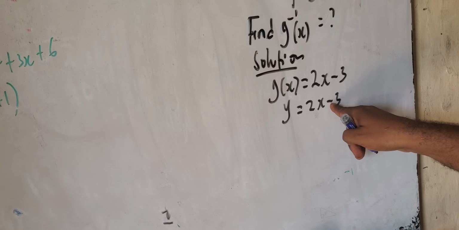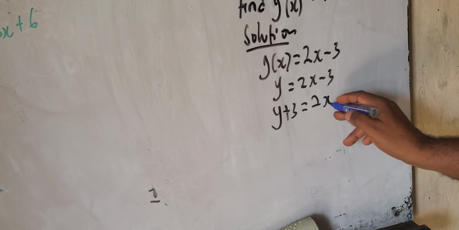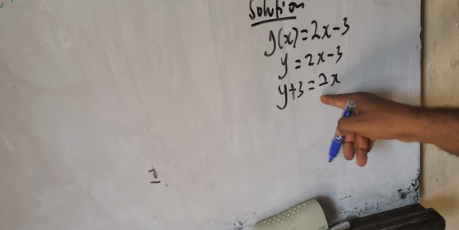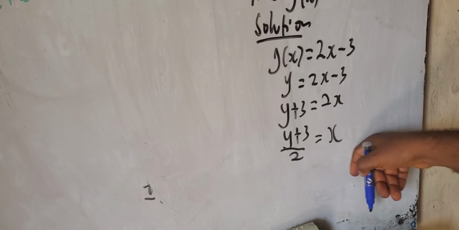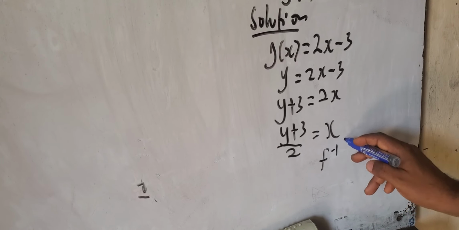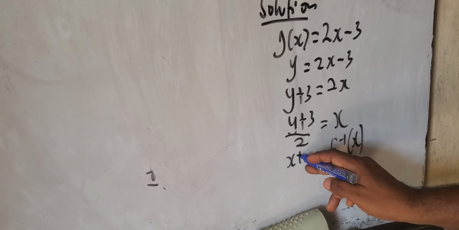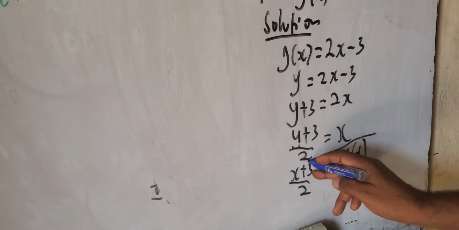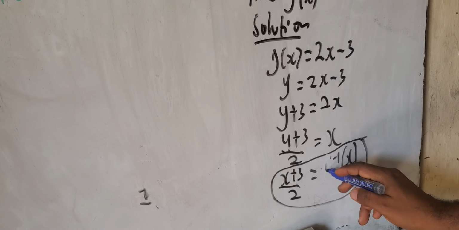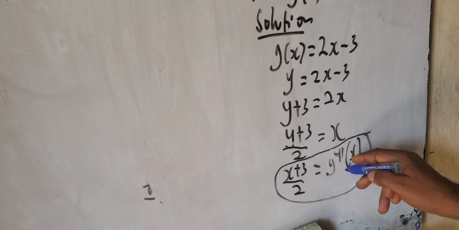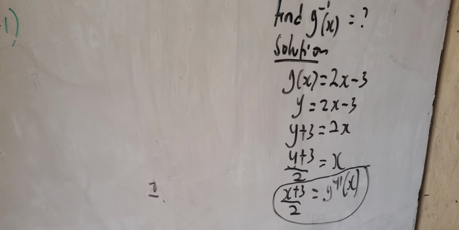So we make x the subject of the formula. Carrying this minus 3 to that side becomes plus 3. So we have y plus 3 is equal to 2x. Now we make x the subject of the formula by dividing both sides by 2. So this becomes y plus 3 divided by 2 is equal to x. This x you are seeing here, which is the subject of the formula, is the inverse function, because we have made it the subject of the formula. So you replace this y with x. So you have x plus 3 divided by 2. Sorry, we are talking about the inverse function of g. So given this particular function, its inverse is x plus 3 divided by 2.